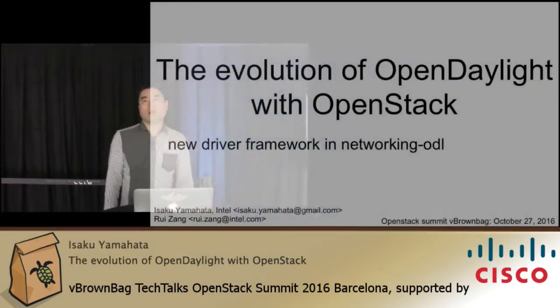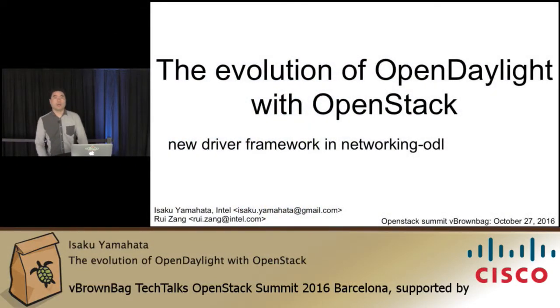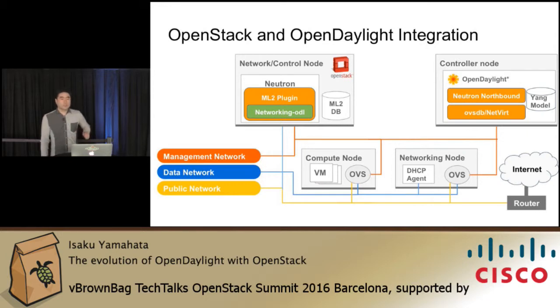OpenDaylight is one of the open source SDN platforms, and it supports OpenStack. So you can use OpenStack Neutron with OpenDaylight. OpenDaylight manages network elements. When we deploy OpenStack and boot VMs, OpenDaylight manages OpenVSwitch on compute nodes and networking nodes. And networking-odl is a key component of OpenDaylight integration.